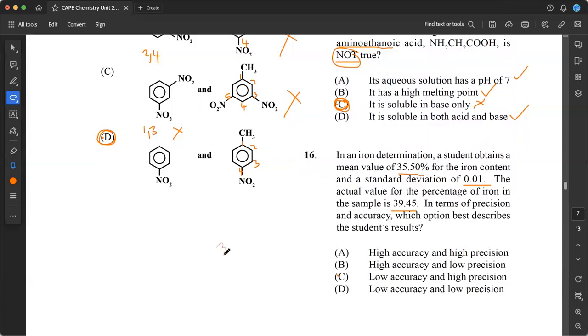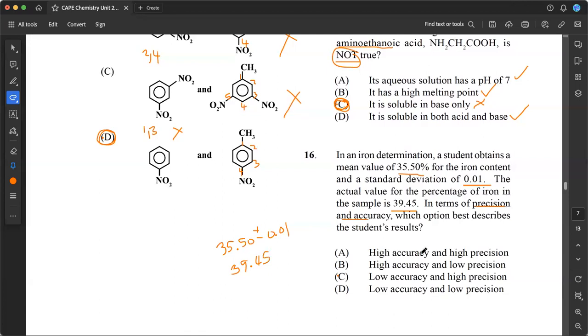Right? So what the student got was 35.50 for their mean, and the standard deviation is just plus or minus 0.01, right? The actual value, though, for the percentage of iron in the sample is known to be 39.45. So they're asking, in terms of precision and accuracy, which option best describes the student result?